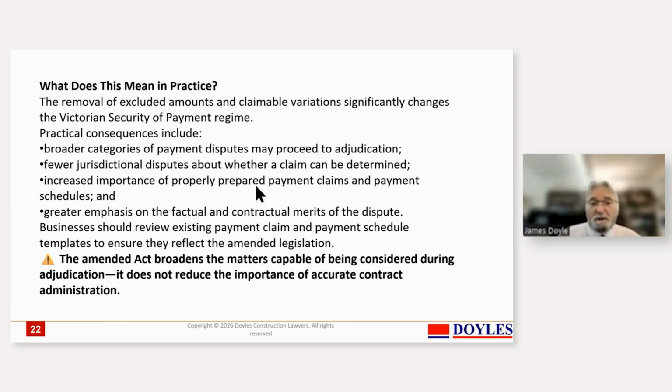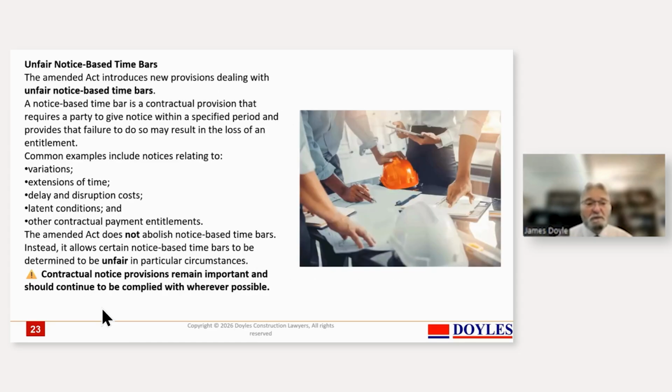improves everybody's attitude, and improves cooperation. Then you get unfair notice-based time bars, and it says a contractual provision that requires a party to give notice within a specified period, and failure to do so may result in the loss of entitlement, right? It does not abolish notice-based time bars, but it allows certain time bars to be determined as unfair. So if they're determined to be unfair, then they won't apply. But the contractual notice provisions remain important and should continue to be complied with.